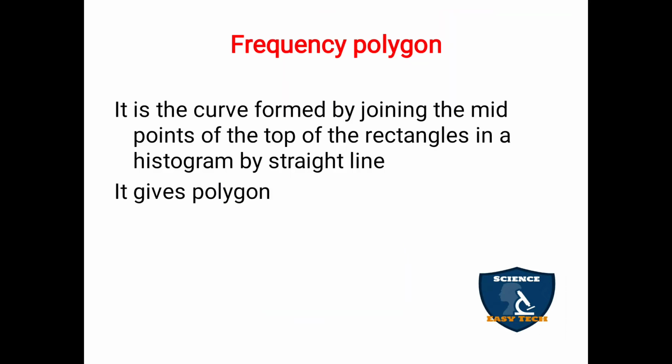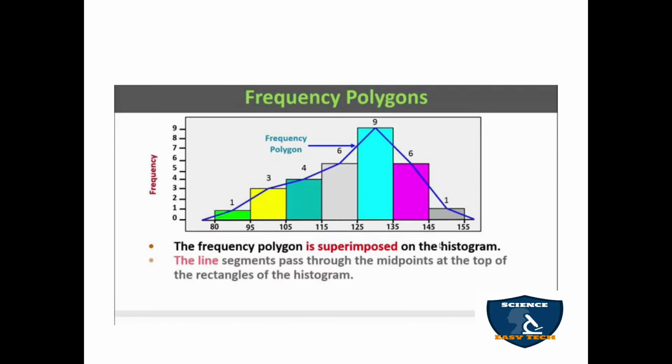Next is frequency polygon. Frequency polygon and histogram are more or less related. How they are related, I will explain. It is the curve formed by joining the midpoints of the top of the rectangles in a histogram by means of straight lines. So this gives a polygon. Let it be more clear by having a look at this example.